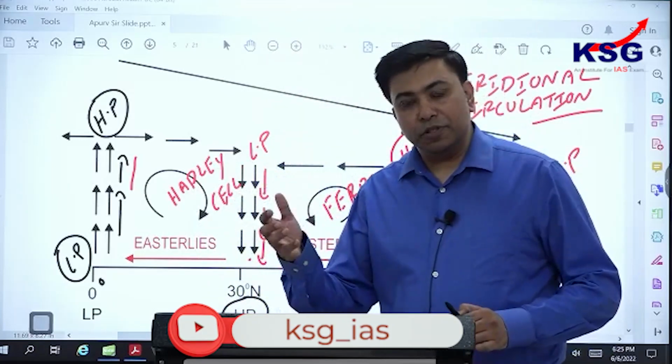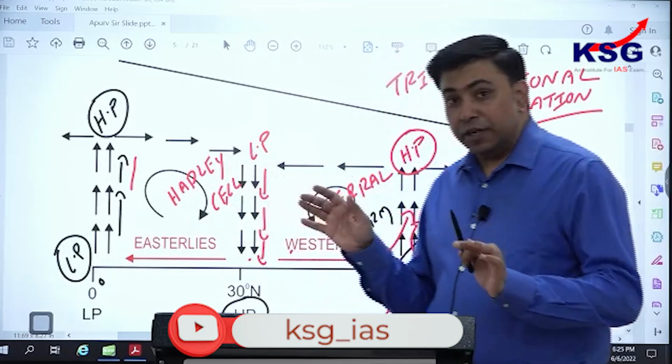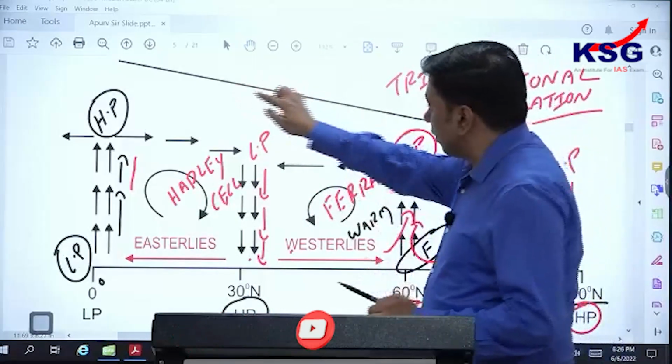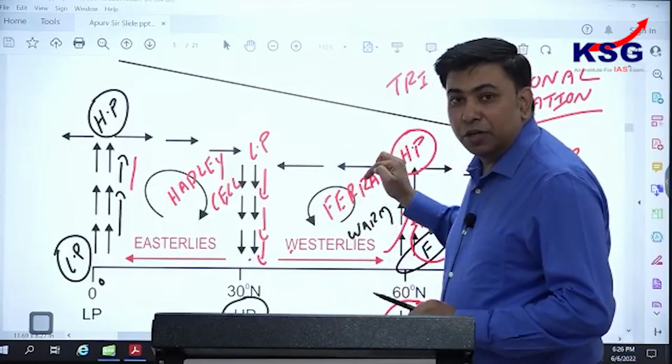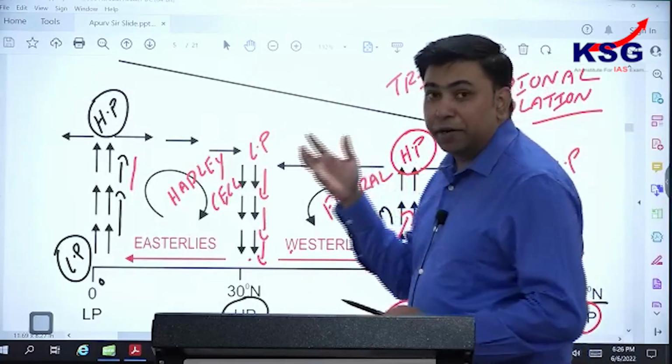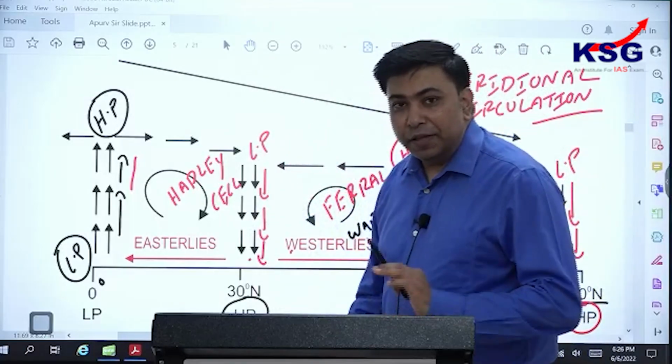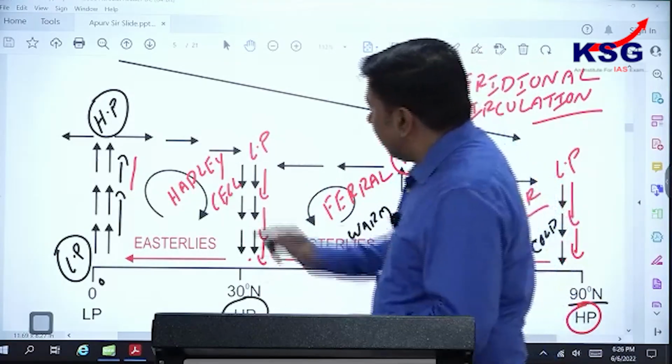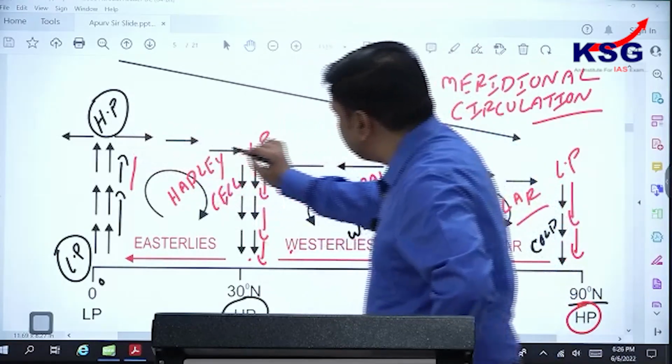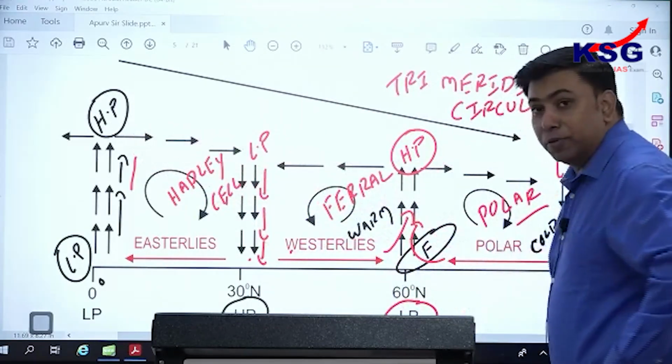I hope you got my point. Achha, if you see this diagram, मैं यहाँ पर एक arrow दिखा रहा हूँ. I hope you are able to demarcate this arrow. Now, what this arrow is showing is that the average height of the circulation decreases from equator towards pole. I hope you are able to see.